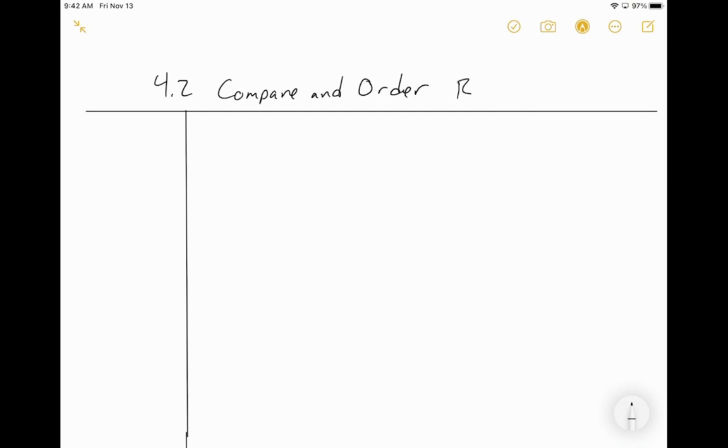All right, today we're looking at compare and order rational numbers, okay? So first thing is, what is a rational number? Let's get a definition. All right, rational numbers are numbers that can be written as fractions. Any number that can be written as a fraction is a rational number.